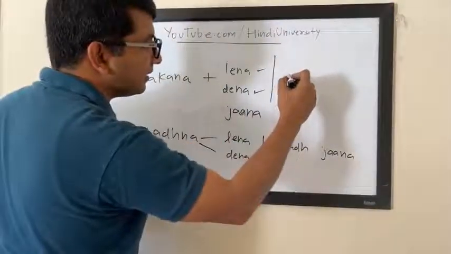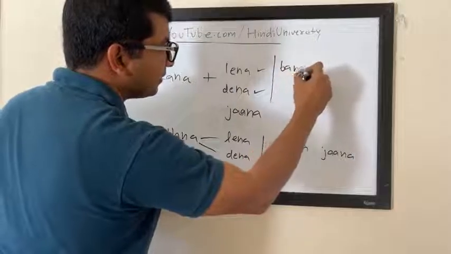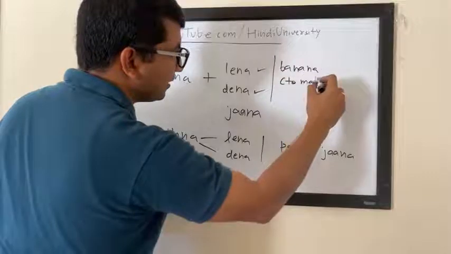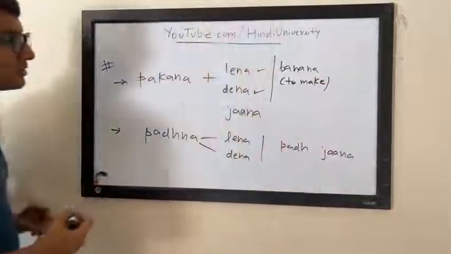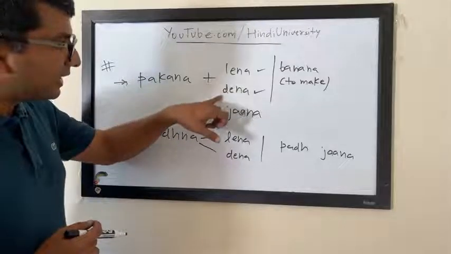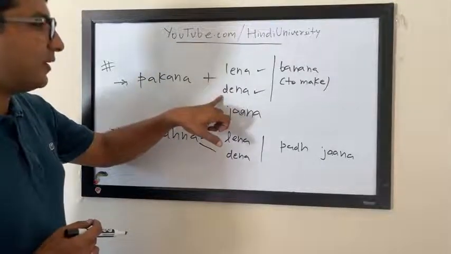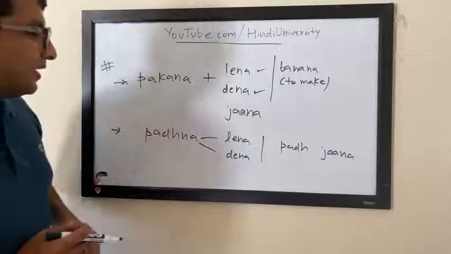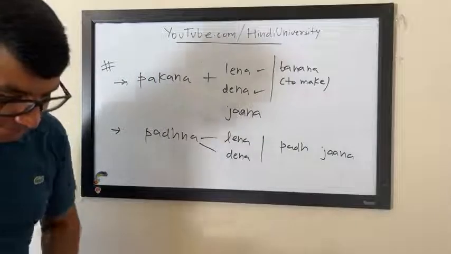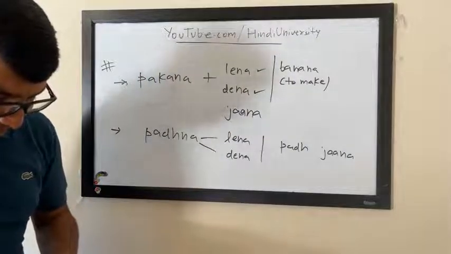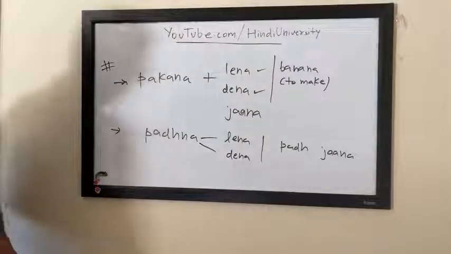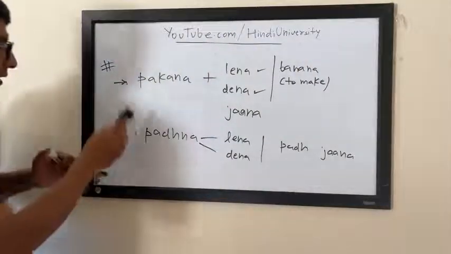Banana. Banana, okay. Banana is to make. To make, okay. Now, which one will you use? Lena, dena, or jana? Lena and dena. Lena and dena you'll use. Okay, awesome. When will you use lena? When will you use dena? When you make for yourself, you say lena. Okay. Make for others, dena. Awesome. That's a good one.